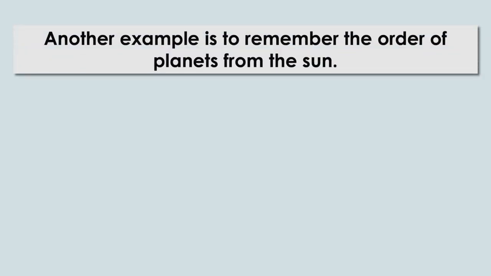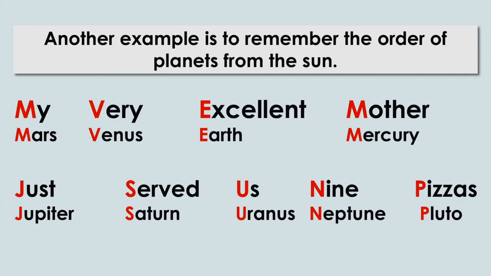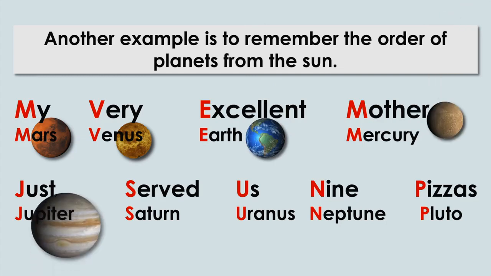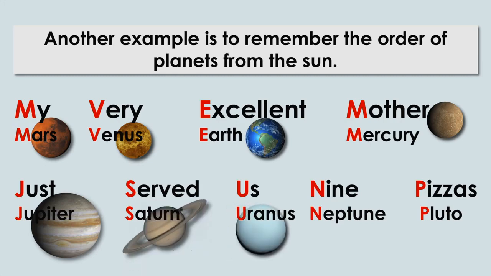Another example is to create a sentence to remember the order of the planets from the Sun. For example, "My very excellent mother just served us 9 pizzas." So M is for Mercury, V is for Venus, E is for Earth, M is for Mars, J is for Jupiter, S is for Saturn, U is for Uranus, N is for Neptune, and P is for Pluto.